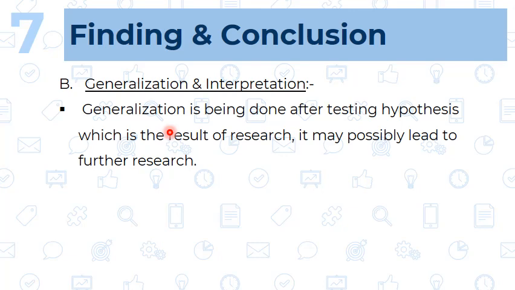And the interesting part is that it may possibly lead to further research. Means whenever we start with the research, it is assumed that we will end up with this problem, but it is not happening. The one end of the research is going to give rise to the new start for another research. That's why we have said earlier that it is a cyclic process. It is not a one end or another end process. It is a cyclic continuous process. So the finding of one research may possibly lead to further research.